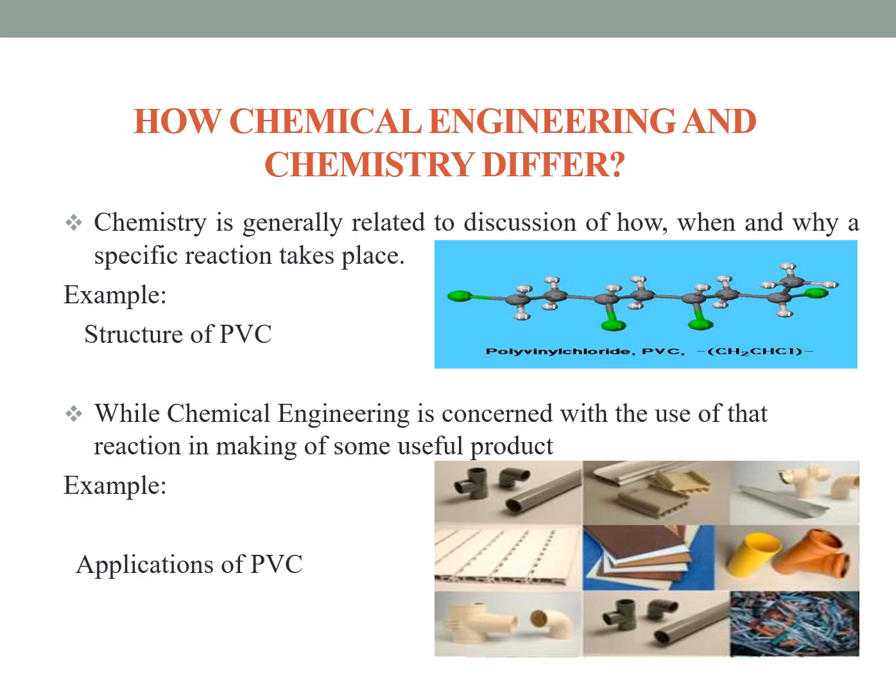The difference between chemistry and chemical engineering: chemistry is generally related to the discussion of how, when and why a specific reaction can take place. How the reaction takes place is the question in chemistry, and there is an example of the structure of PVC. You can see the structure in the image. While chemical engineering is concerned with the use of that reaction in making some type of products. You can see in the images that from PVC we get some useful products, different useful products. This is done by a chemical engineer. So this is the difference between chemistry and chemical engineering.